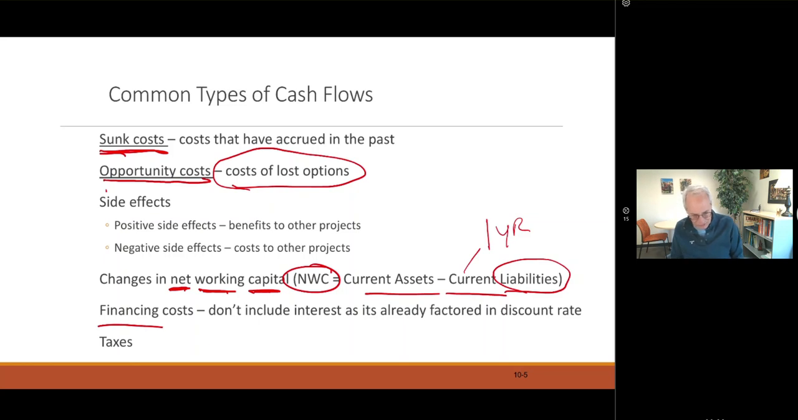The financing costs don't include interest, as it's already factored into the discount rate. So what does this word discount rate mean? If you remember, in time value of money, we have compounding, which is when we take money forward into the future and it grows, it compounds, it gets bigger. When we go backwards to the present value, numbers get smaller, they get discounted. So they go down in value. Why? Because we're present valuing them. So the discount rate is the interest rate that we're using to bring back, in this case, cash flows.